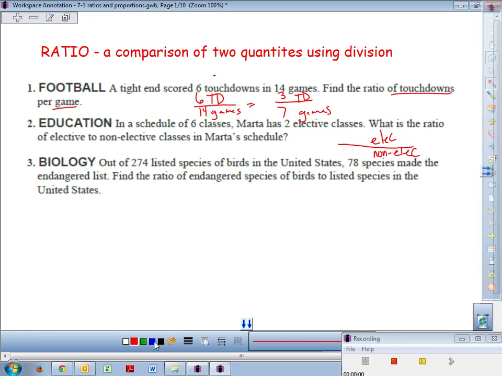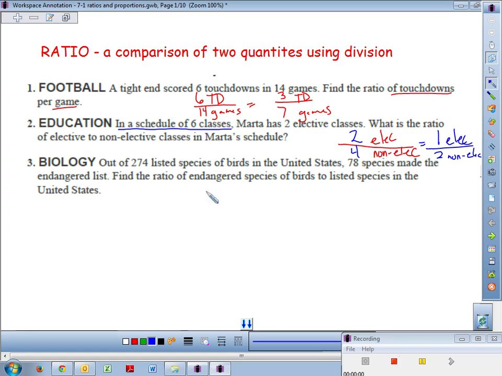She took 2 elective classes, so 2, and 6, you got to be careful and read for detail. 6 is the total number of classes she took. So if there's 6 total and 2 of them were elective, that means 4 was non-elective, meaning that reduces to 1 elective for every 2 non-electives that she took.